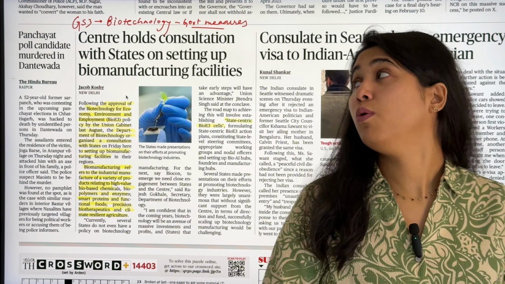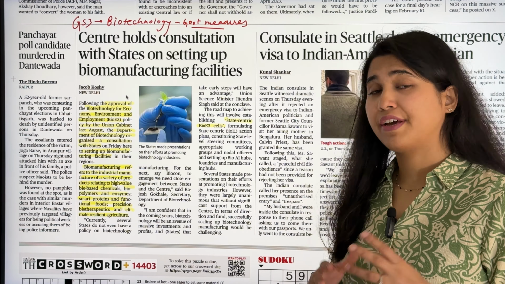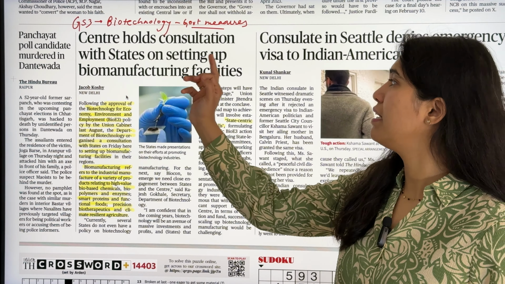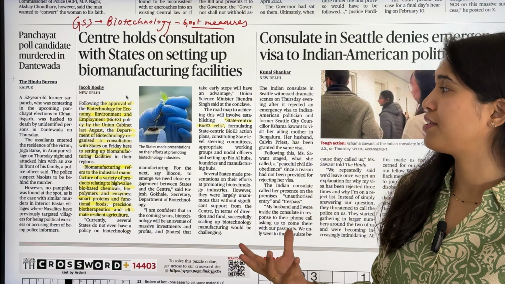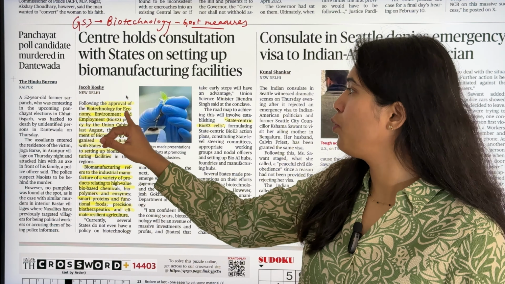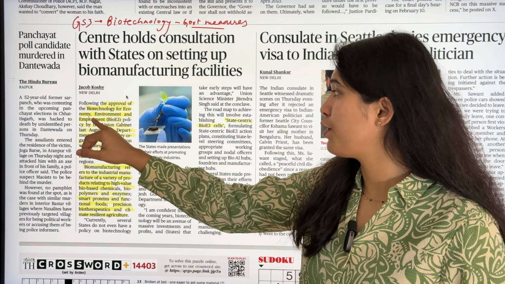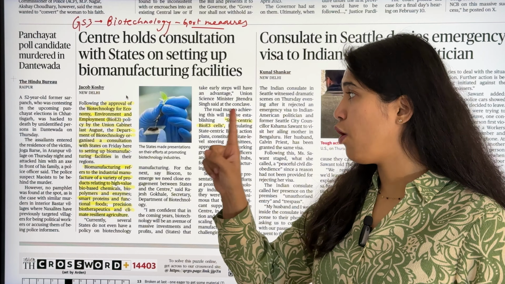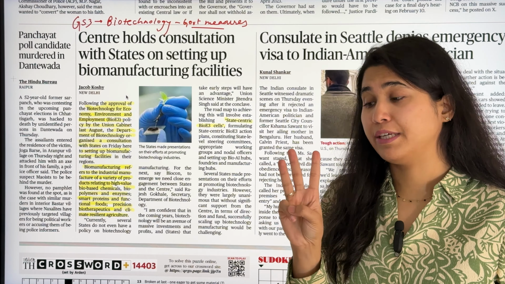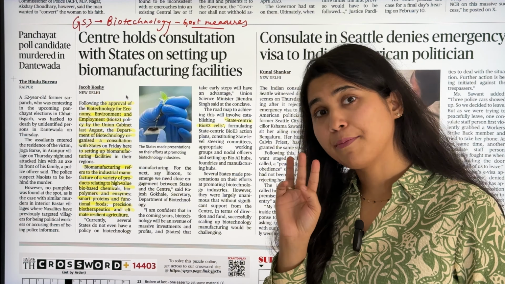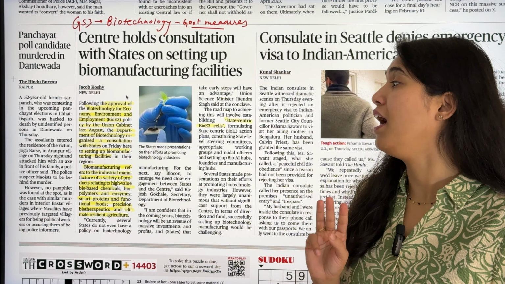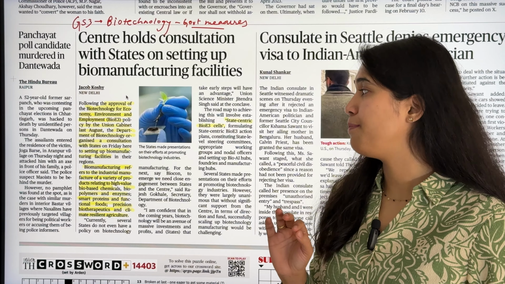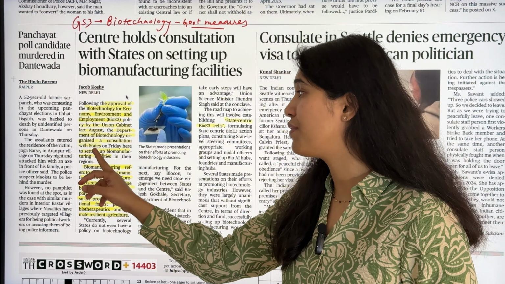Okay, so biomanufacturing facilities are very important in the scheme of biotechnology. Centre holds consultation with states on setting up biomanufacturing facilities. Following the approval of Biotechnology for Economy, Environment and Employment, BioE3, by the Union Cabinet, the Department of Biotechnology organized a consultation with states. With this, the economy will be good, the environment will be looked after, and employment will also increase.